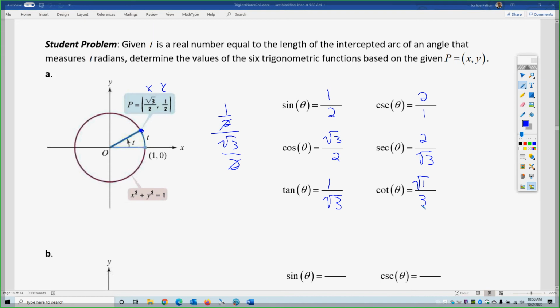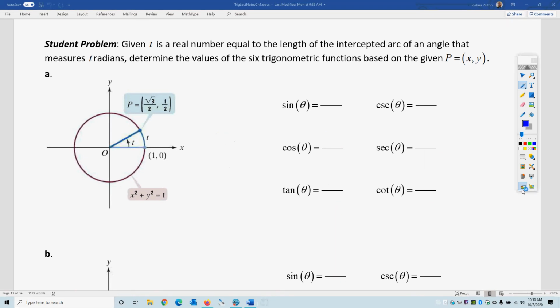Oh, I did that wrong. I'm sorry, I read that incorrectly. And it's root 3 over 1. And those are all just ratios of sides when you make the actual triangles here, as you saw in the unit circle video. All right, let's do one more student problem.